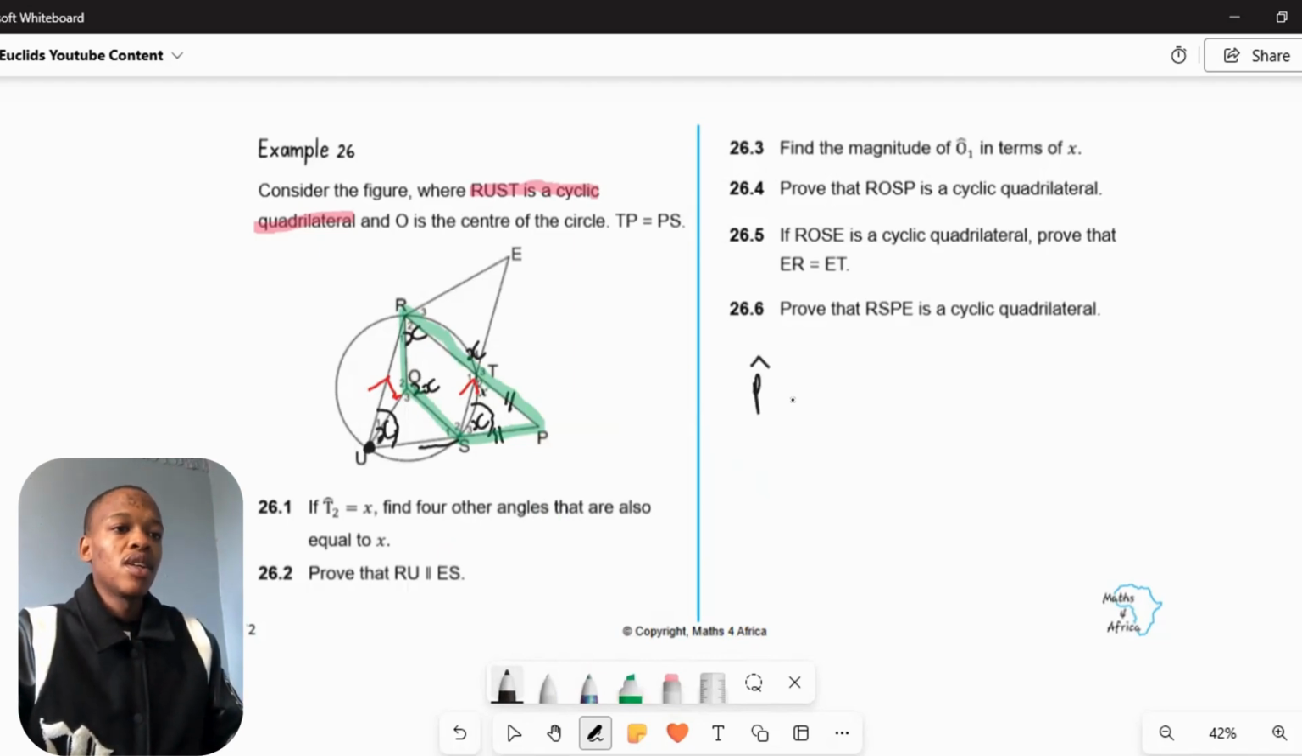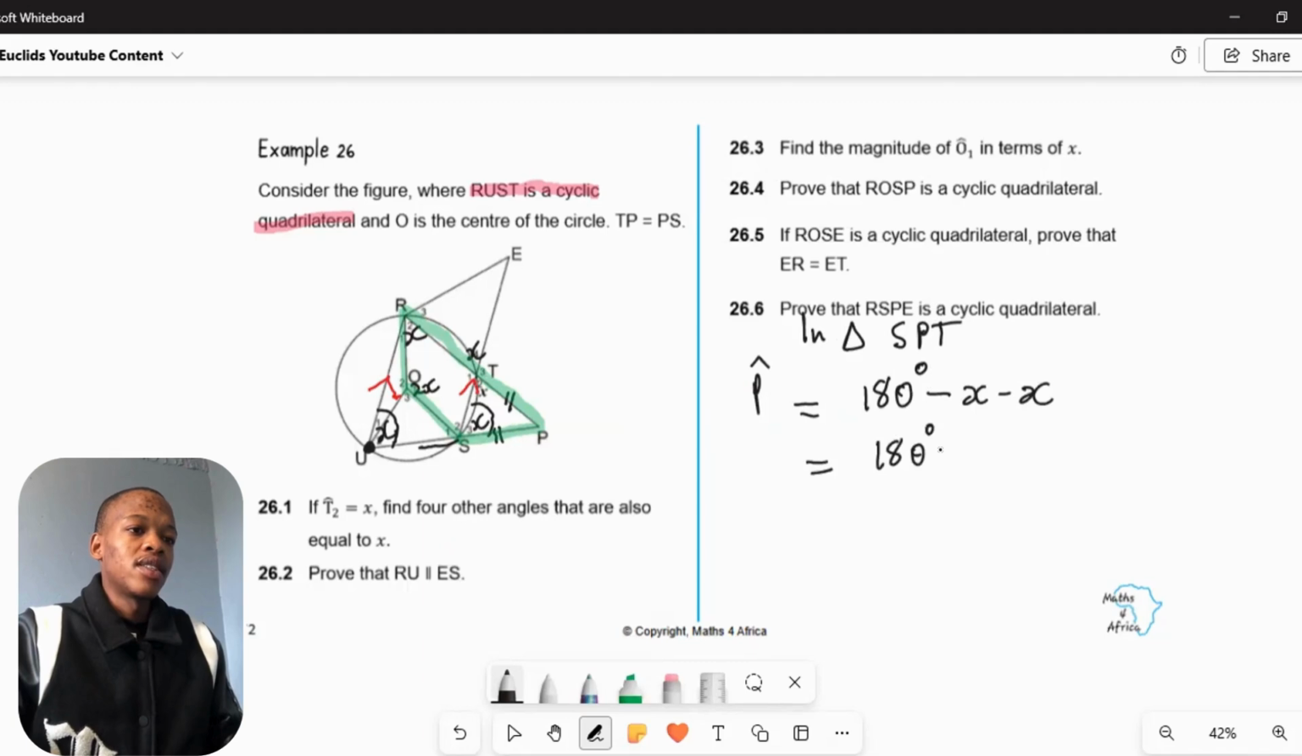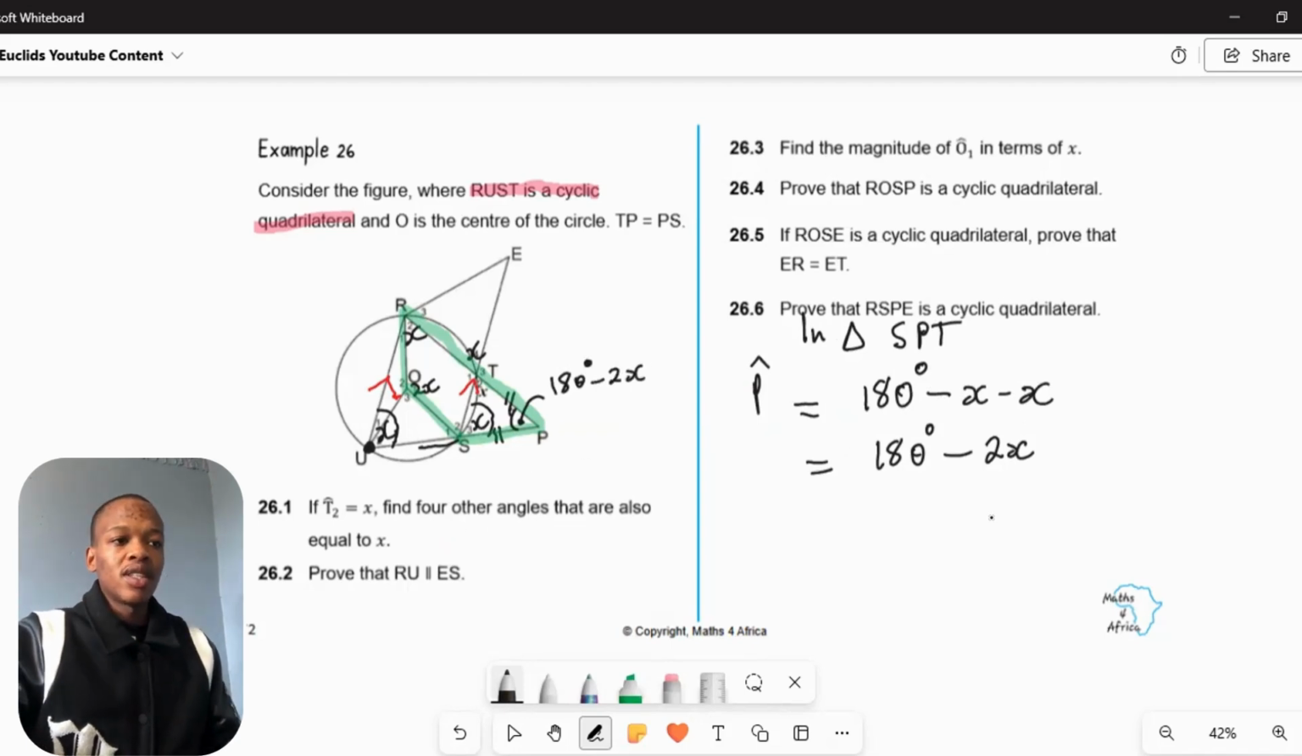So angle P is equal to 180 degrees minus x minus x. How did I get to that? Sum of angles of a triangle. Remember, we are focusing on triangle SPT. SPT is my triangle of interest now. Okay, now it's 180 degrees minus 2x. So angle P is 180 degrees minus 2x. All right, so what does that mean?